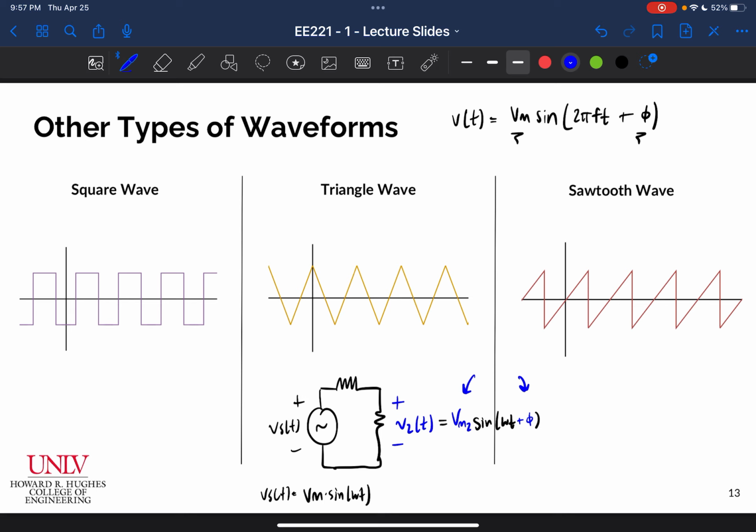Okay, so there are other types of waveforms, I just wanted to point that out, but the reason why we use sine waves is because they are easy to represent by only their amplitude and their phase, and that leads me right into the next topic for the next video. So I'm going to go ahead and end this video right here.